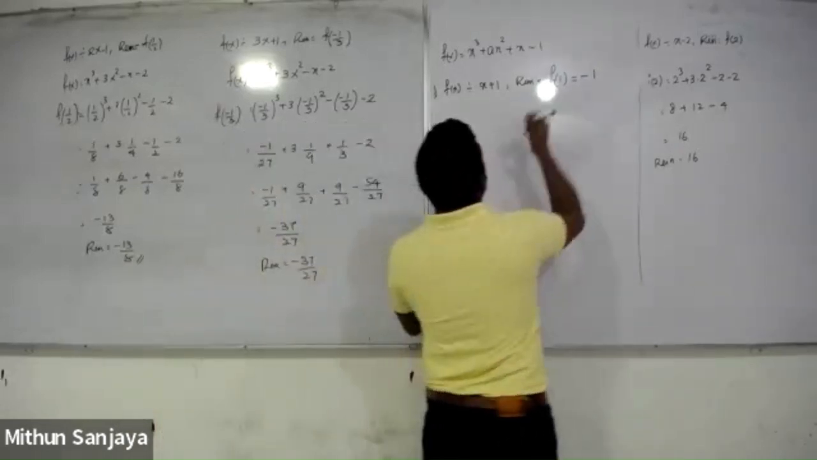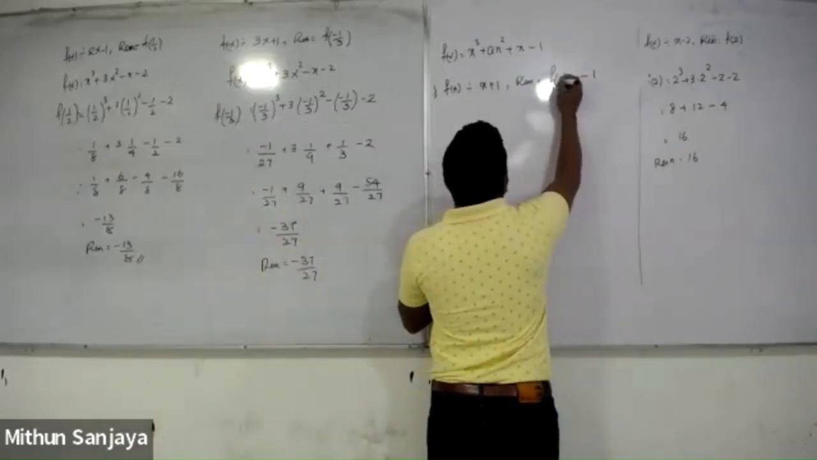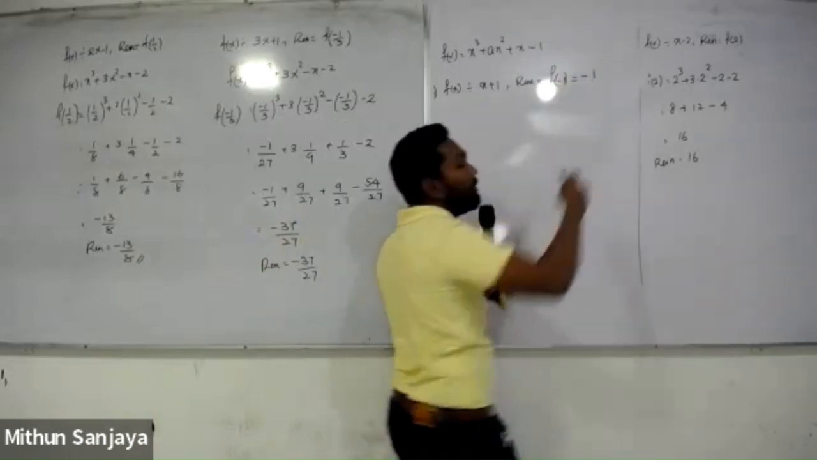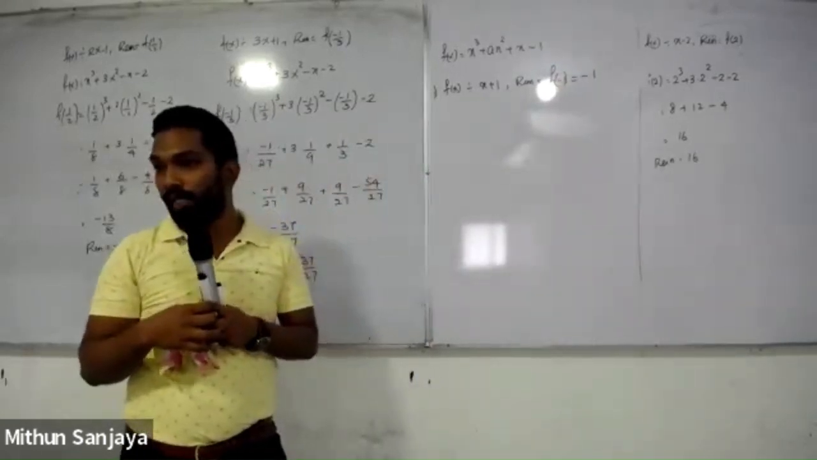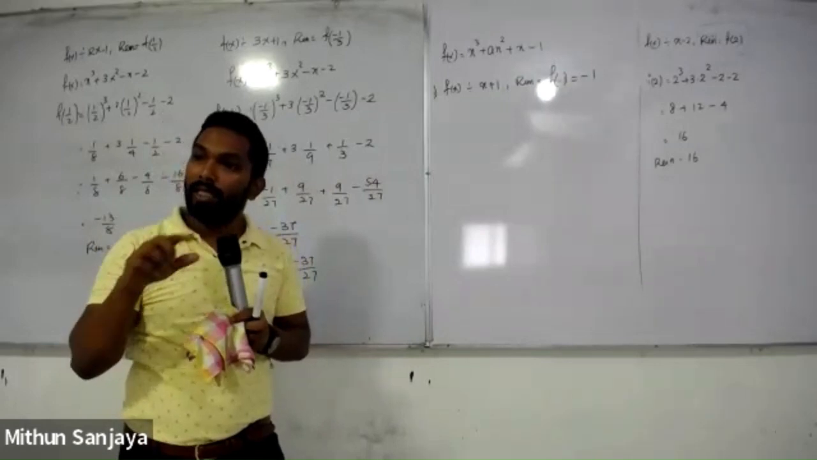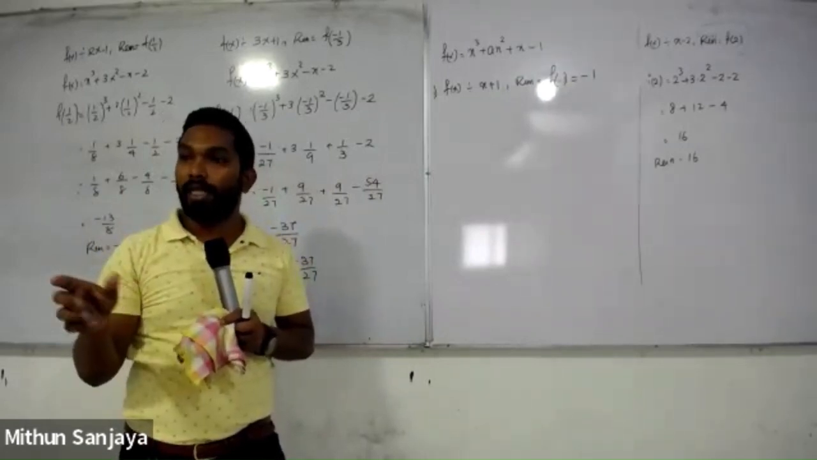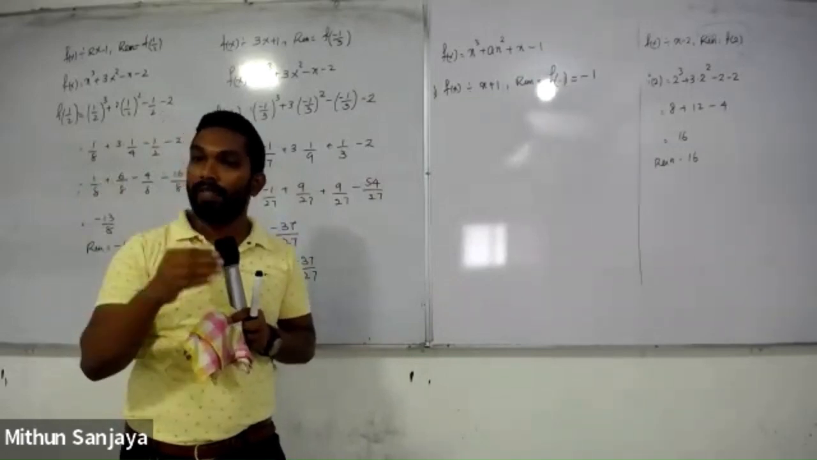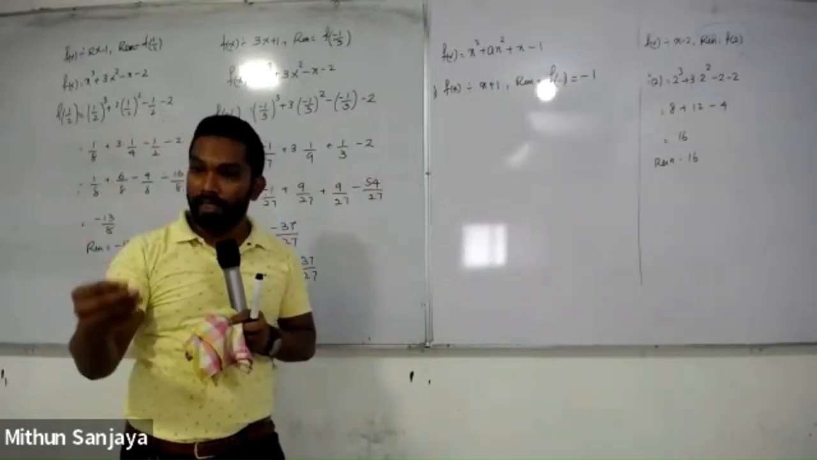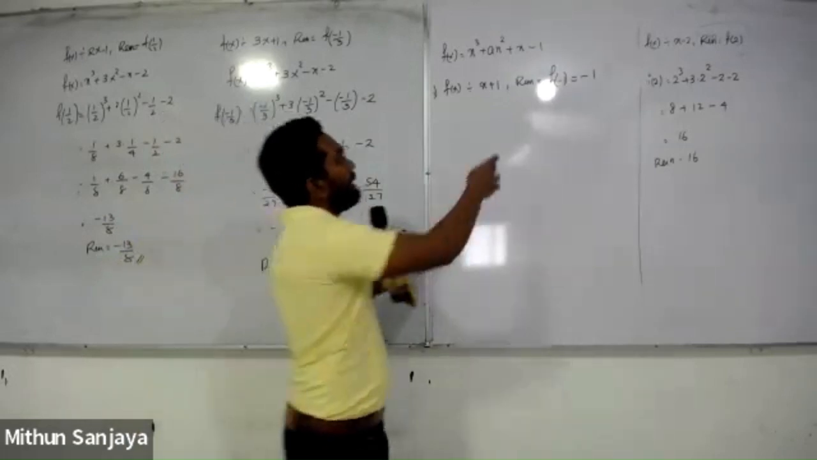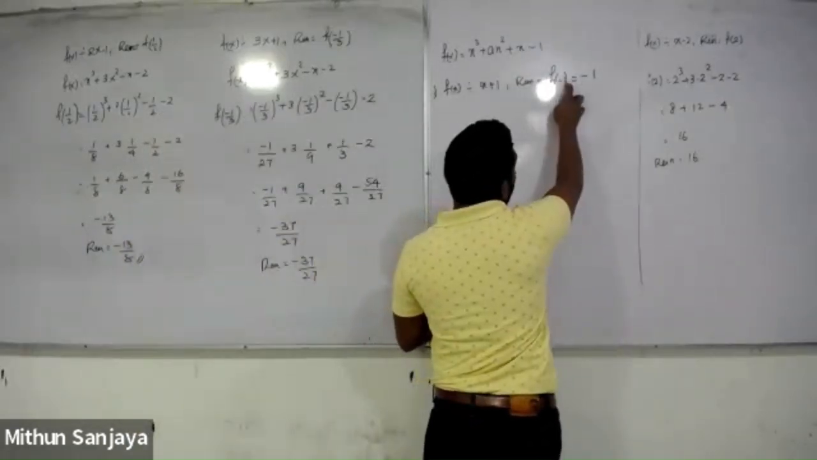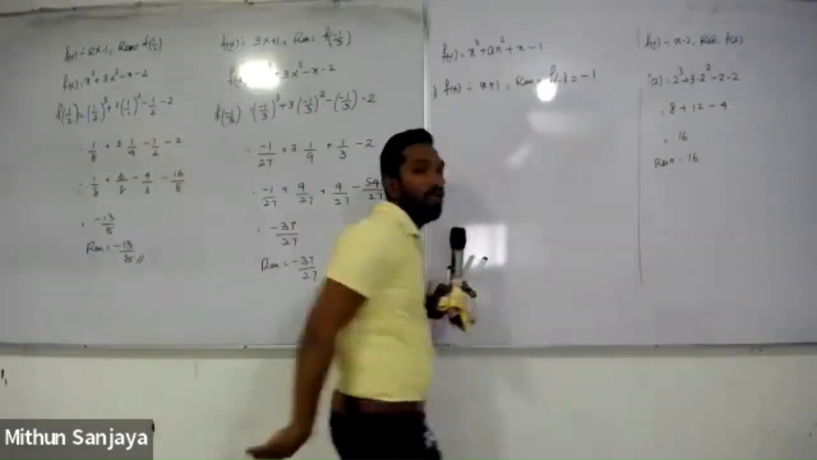Here, f(x) divided by x plus 1, then it is f(-1) equals minus 1. Why is it minus 1 here? It is given. If they give the remainder, then we need to create the equation. We write the remainder by the remainder theorem, and it is equal to the given value.